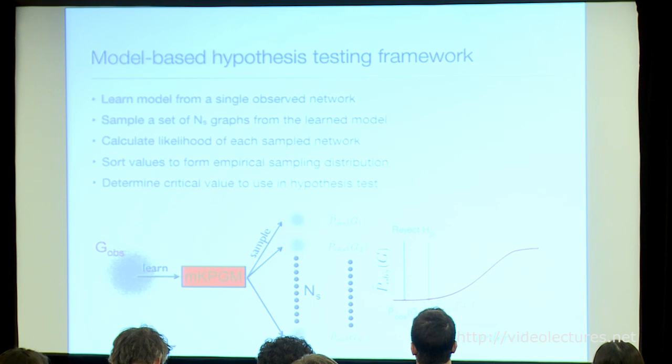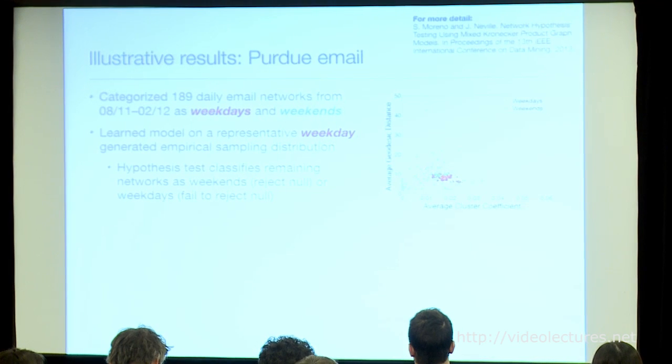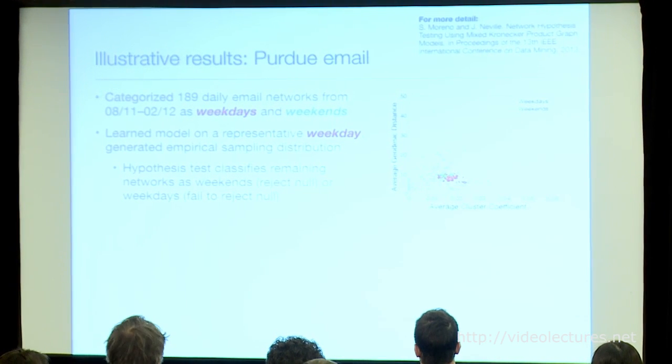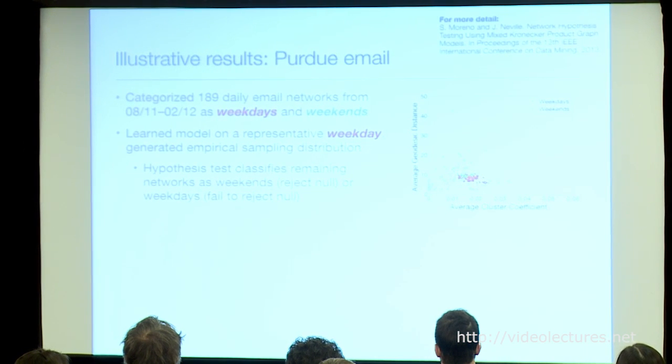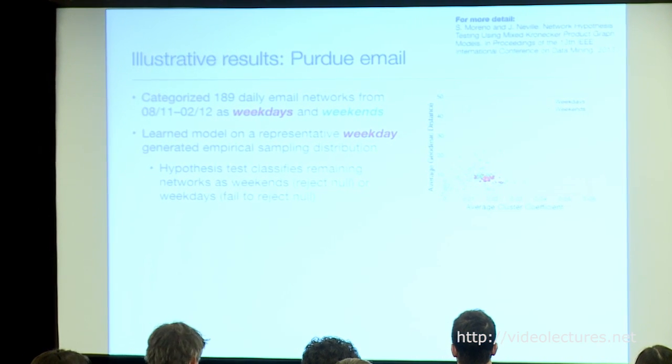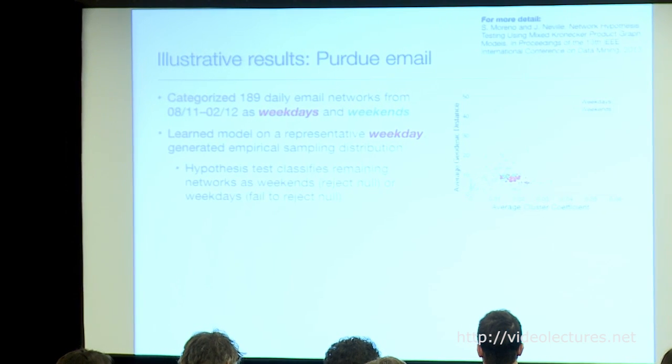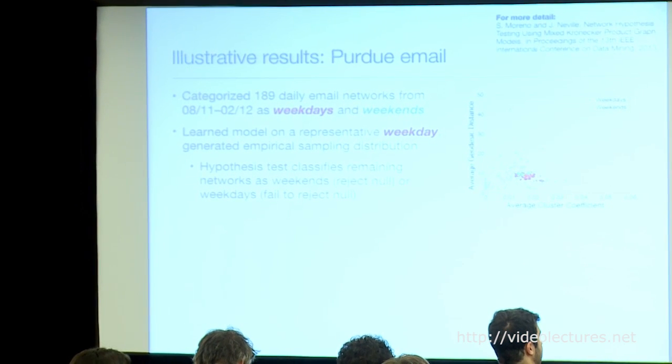Okay? And so to illustrate how this might work in practice, here are some results where we applied this to email networks that we have from Purdue. I can't see the date here because I'm getting old and I can't see my slides, but I know it's about 190 email networks over the span of about a year, an academic year, a few years back at Purdue. And what we do is we categorize each of these networks as either being a network in the weekday, where there's a lot more communication between the students, and a weekend, where there's fewer communications.